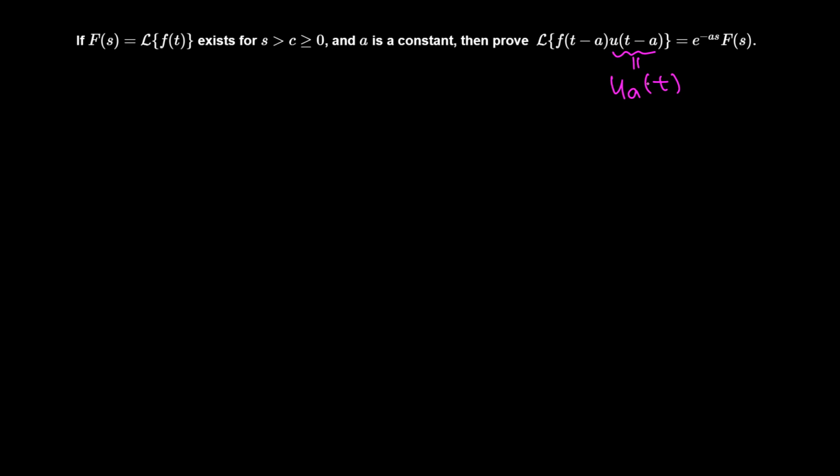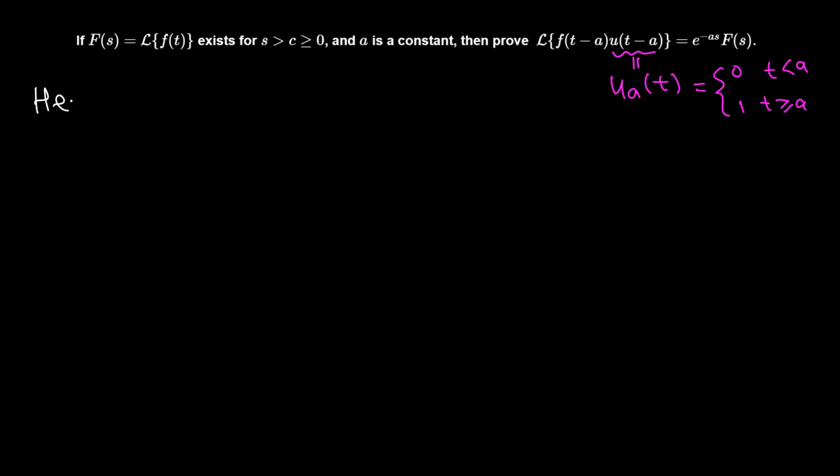Okay, and we know that this function u_a(t) is 0 when t is less than a, and this is 1 when t is bigger than or equal to a. Okay, so we're going to start with the left hand side. We've got the Laplace of f and u.